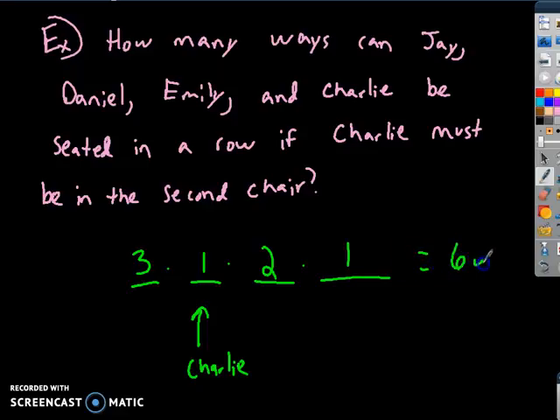This is 6 ways, if Charlie had to be in the second chair. So this is one way when you have specific positions. Let's look at another example.